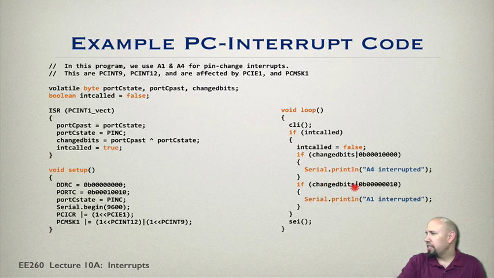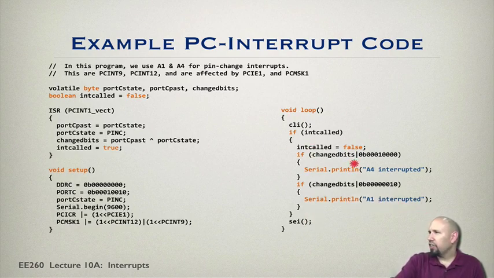Otherwise, if changed bits... then I'll print A4 interrupted. Yeah, that needs to be an AND, not an OR. Similarly, this needs to be an AND, not an OR. So basically, this is looking at pin 1 to see if it has changed. If it has changed, then A1 is interrupted.